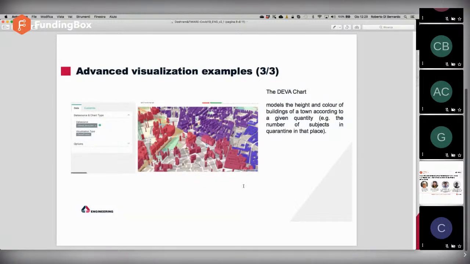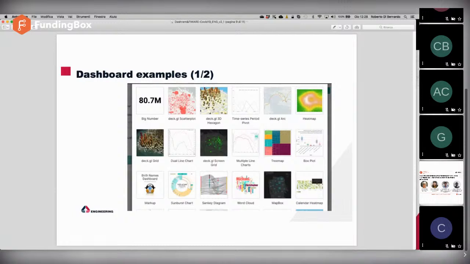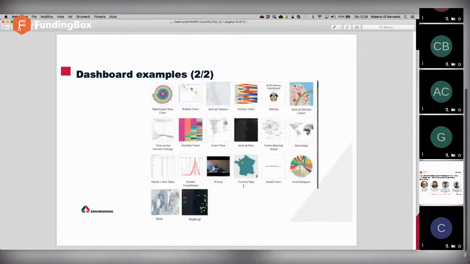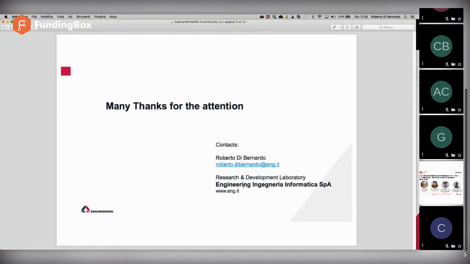The third example I want to show is the deck chart that gives an immediate perception of the number of positive cases, showing on a map houses or buildings with a color and a dimension that is directly proportional to the number of infected people living there. These are just a quick example. Of course, there are numerous potential visualizations or dashboards that could be used. And so at the moment, I would close my presentation here. Thanks a lot.